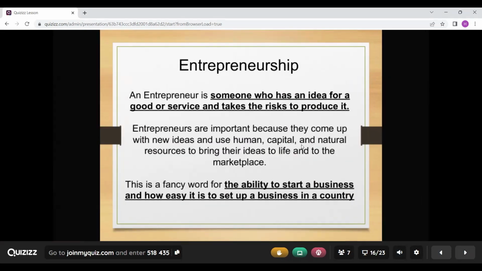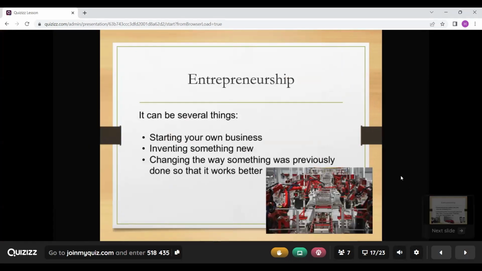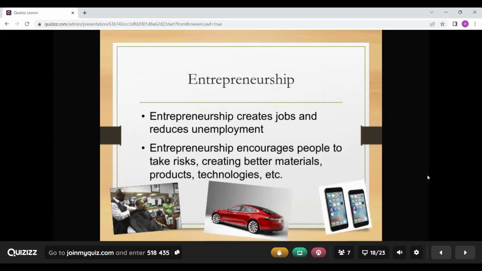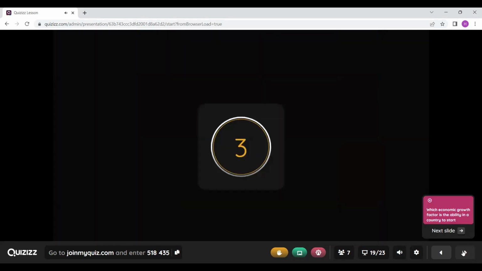Now, entrepreneurship. An entrepreneur is someone who has an idea for a product or service and takes the risk to produce it. So entrepreneurs are important because they can use human capital and natural resources to build a product or service and create a business. So it's the ability to start a business and how to set up a business. Entrepreneurship can be starting your own business, inventing something new, or changing the way something was previously done so it works better. Entrepreneurship can create jobs and reduce unemployment. It allows people to take risks and create better materials, products, and technologies.